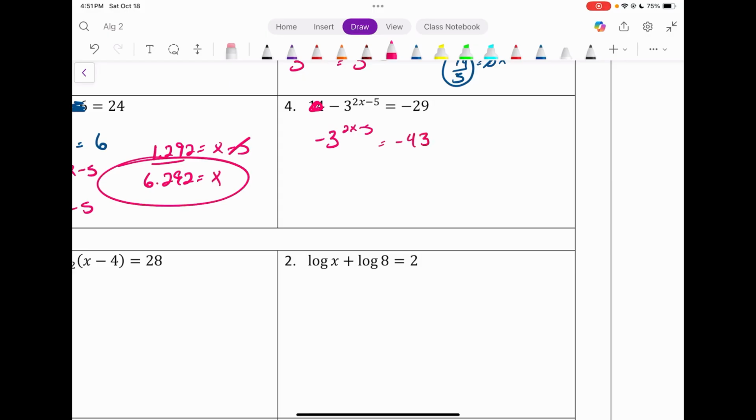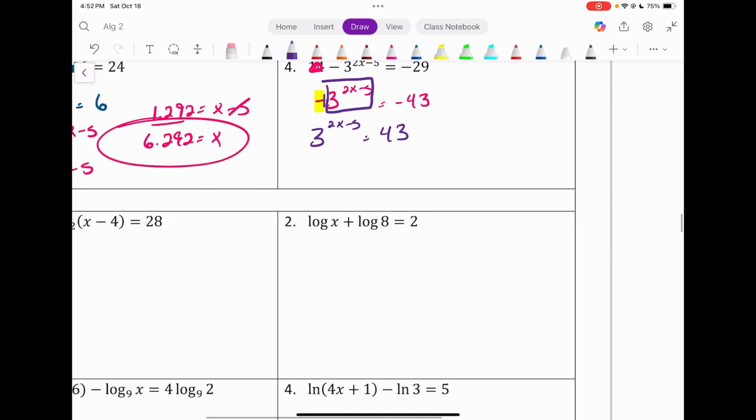Now, a very common mistake that we make here, this negative is not being raised to the power. This stuff right here is the only thing that's being raised to a power, so I can move that negative over. It's like a negative 1 times that. So I can move that negative 1 over by dividing, and I'm left with 3 to the 2x minus 5 equals a positive 43.